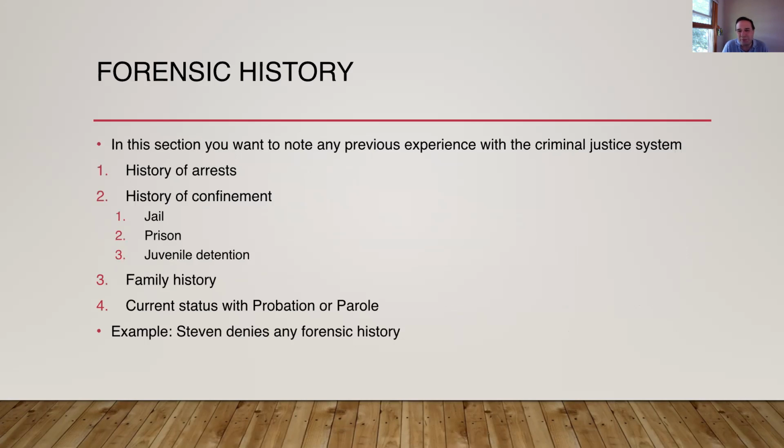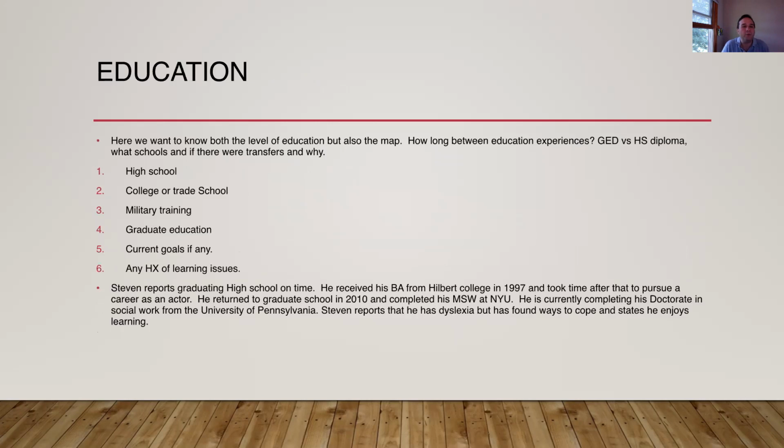Forensic history. This can be important for the folks that we're working with to give us an understanding of past traumas or past moments of shame, all those different types of things. So you want to talk about history of arrests, history of confinement, jails, prisons, juvenile detention, family history, current status with probation or parole, and then in the example, Stephen denies any forensic history. But you would go into more detail if they had one.